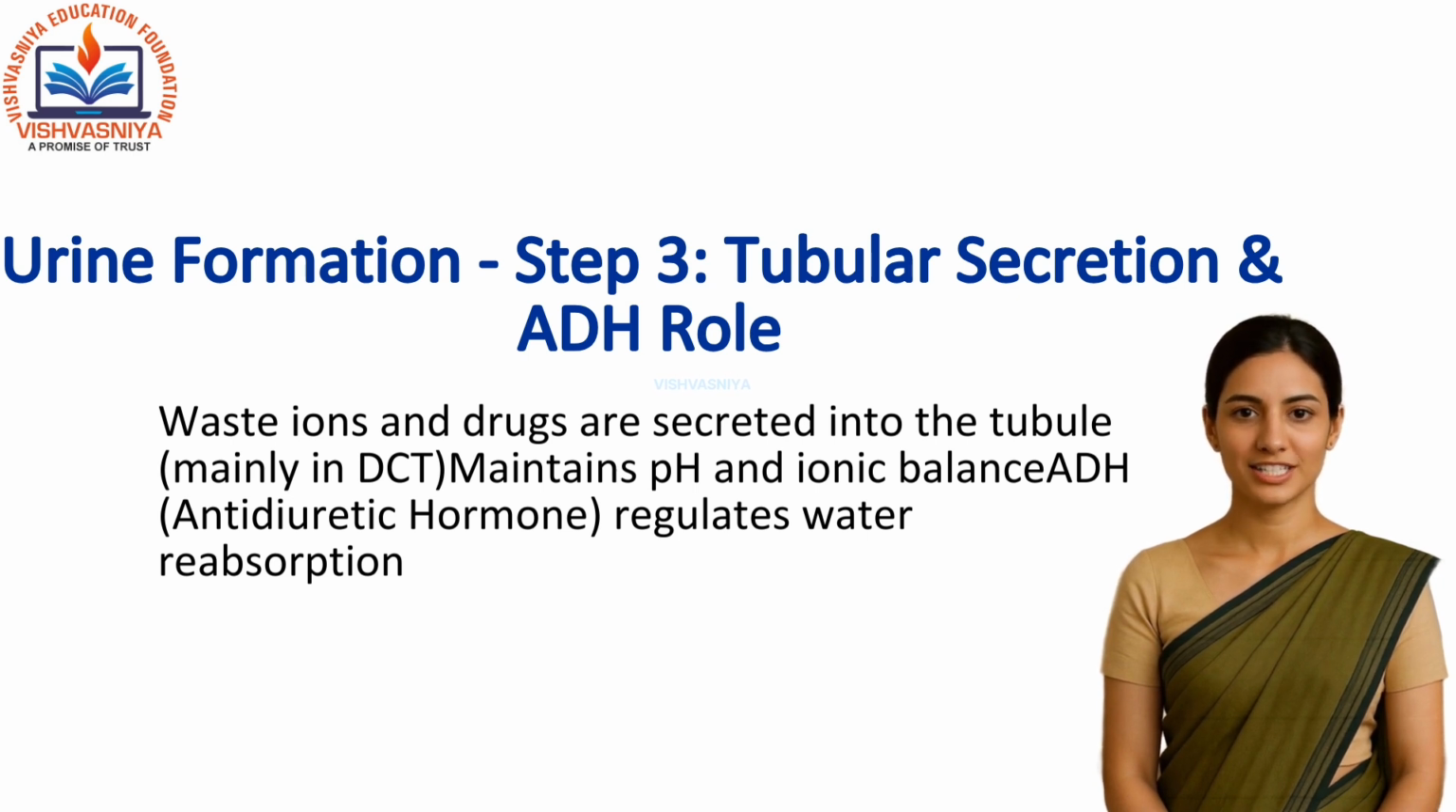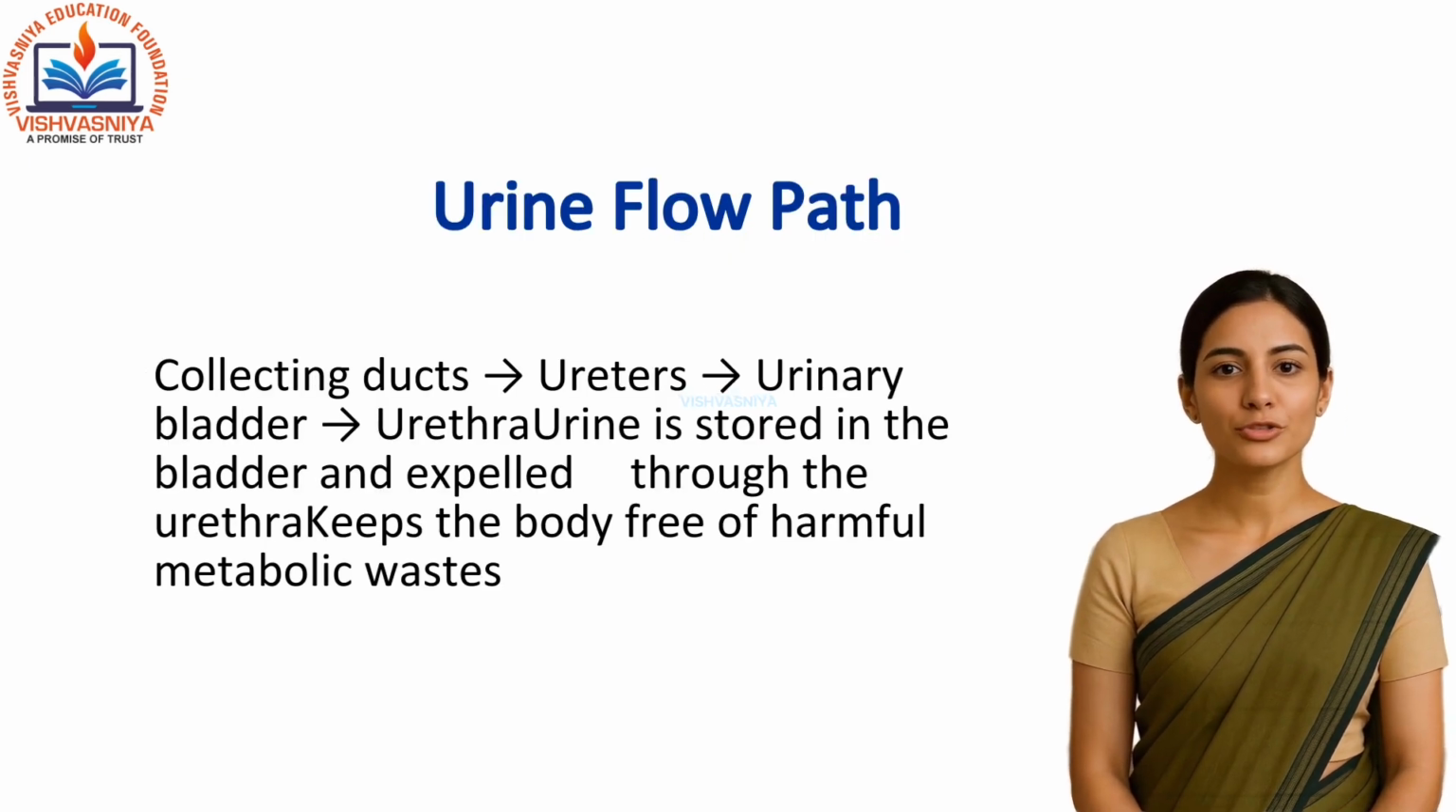The hormone ADH from the pituitary gland controls water reabsorption, ensuring the body doesn't lose too much or too little water. The urine formed in the nephrons moves to the collecting ducts, then to the ureters, into the urinary bladder, and finally leaves the body through the urethra. That's how our body efficiently removes metabolic waste.